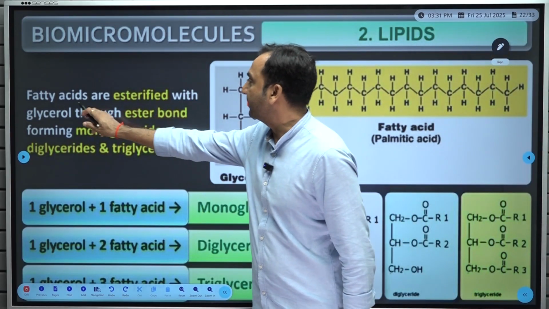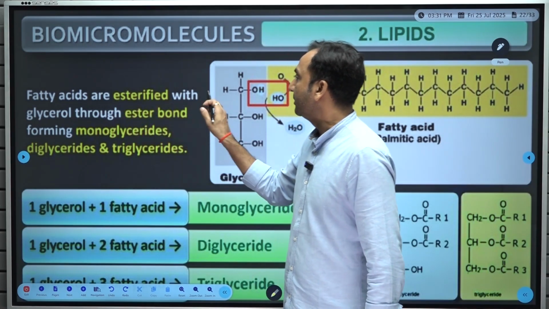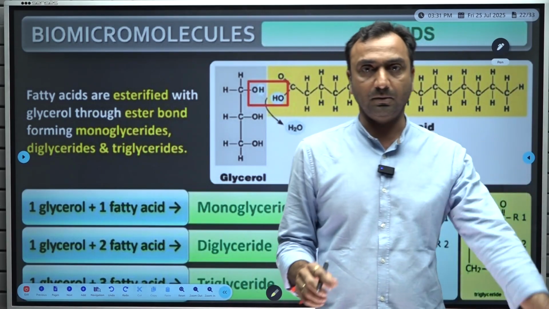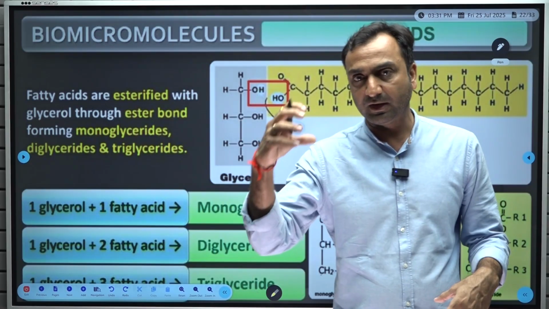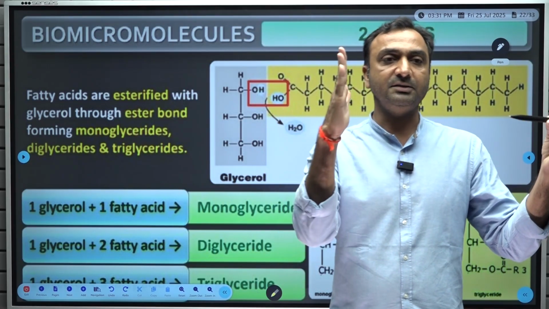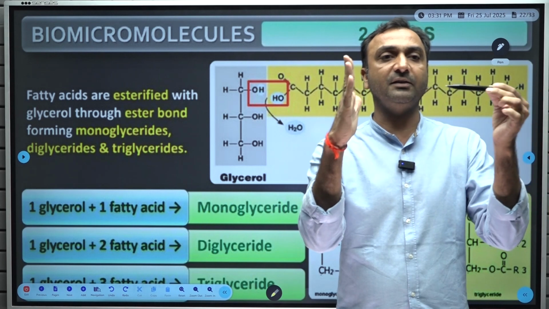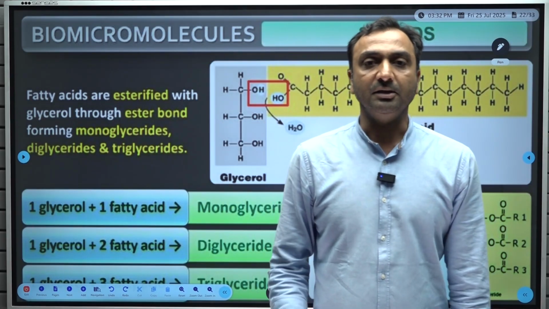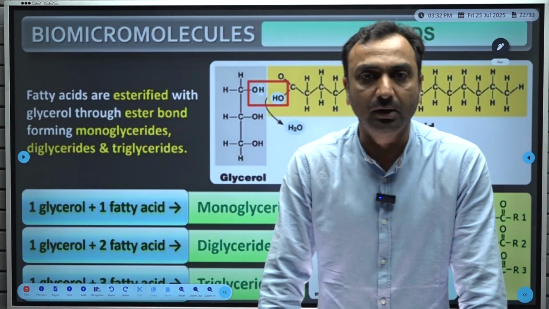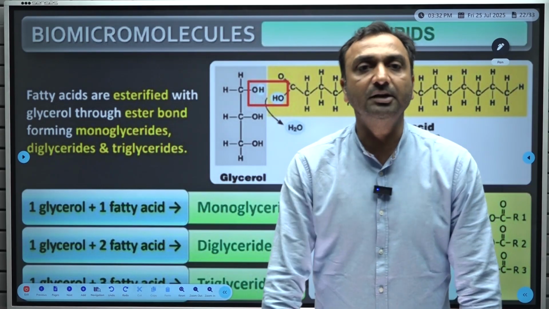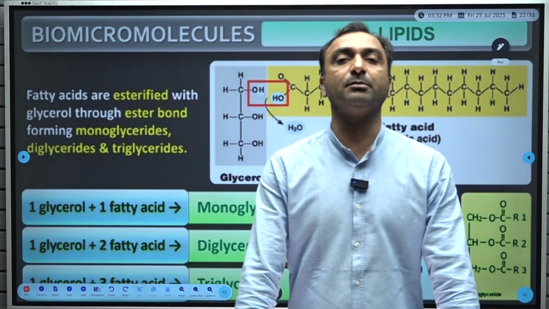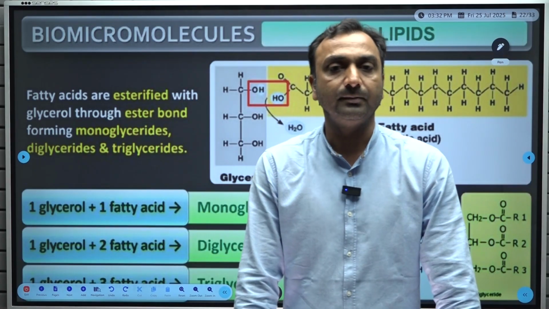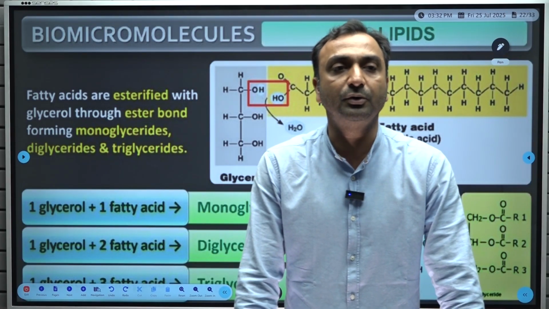So fatty acids are esterified. Esterified, that is a chemical bond. Say for example, this is the fatty acid and this is the glycerol. So when fatty acid is attaching to the glycerol, the chemical bond they are forming is called ester bond. I repeat, the chemical bond they are making is called ester bond. And that's why this process is called esterification process. Right? It is esterification process.